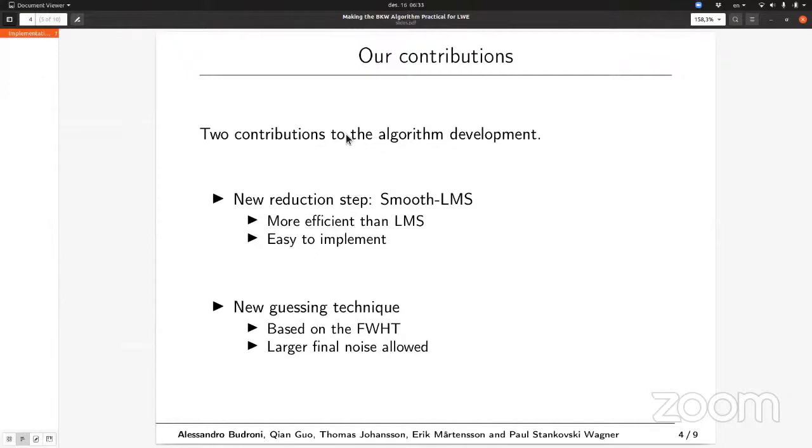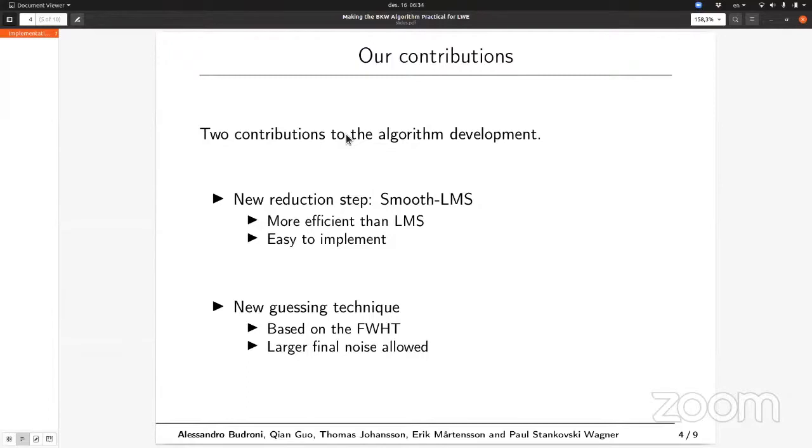So our contribution to this topic consists in introducing a new reduction step, so a new method to make the matrix small, which we call smooth LMS. It is more efficient than LMS, which was already introduced by Albrecht et al. in 2015, and it is like a generalization, an evolution of LMS, and it is easy to implement and it gave us a big advantage when we implemented it.